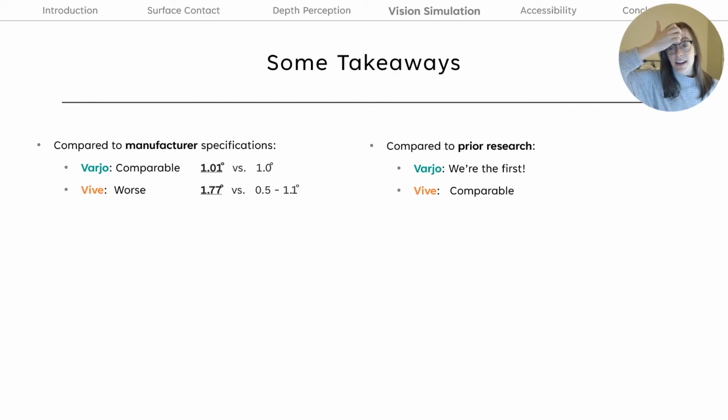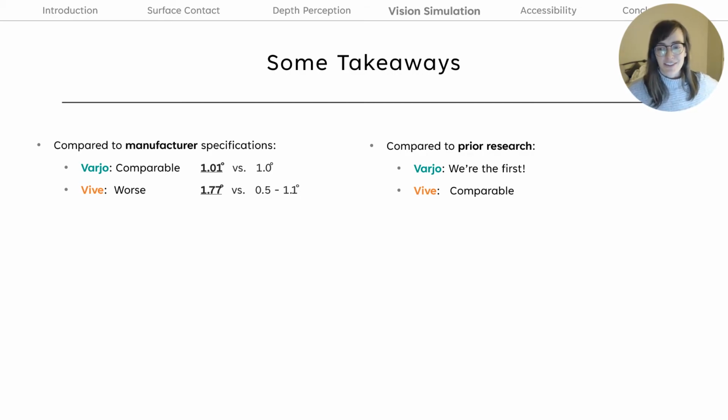The takeaway here is that accuracy and precision were better in the Vario XR3. But how do they do compared to manufacturer specs? Well, the Vario was surprisingly comparable. The Vario manufacturers reported 1 degree of accuracy, and we measured 1.01 degrees of accuracy. In comparison, the Vive was notably worse, with 1.77 degrees in comparison to the expected range of 0.5 to 1.1 degrees.